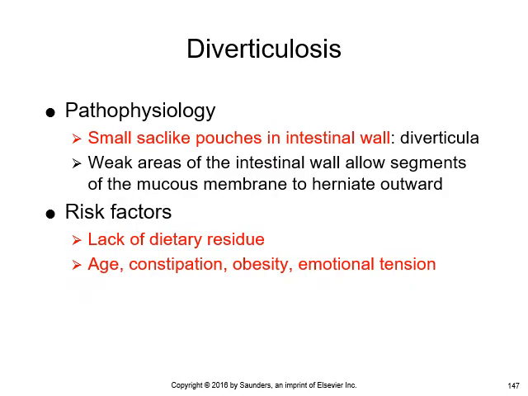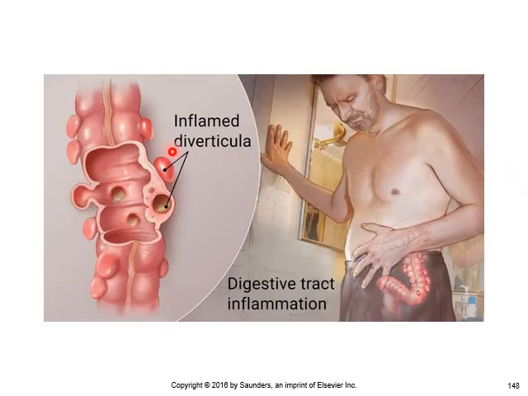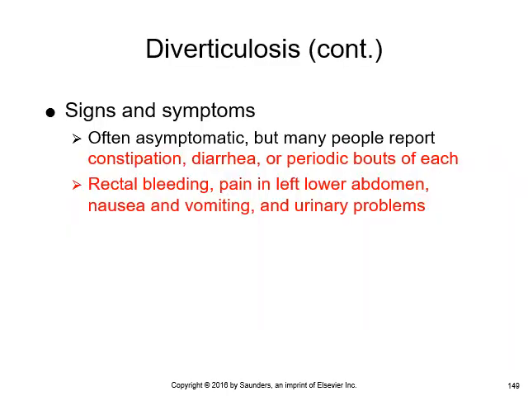Diverticulitis is when there's small sac-like pouches in intestinal wall. This happens when there's weak areas of the intestinal wall, and it allows segments of the mucous membrane to herniate outward. Risk factors are like lack of dietary residue, age, constipation, obesity, and emotional tension. And it looks like this. You see that there's inflamed diverticula, and because of that, there is pain and the other symptoms that we just talked about.